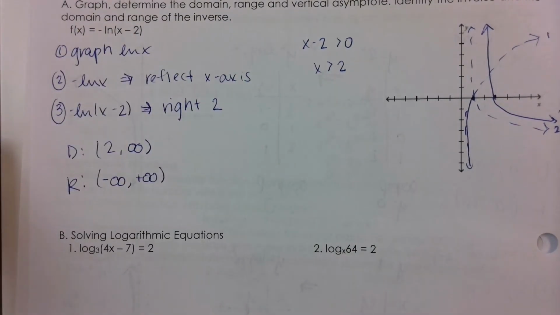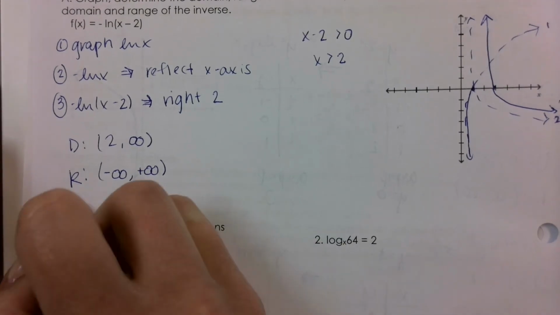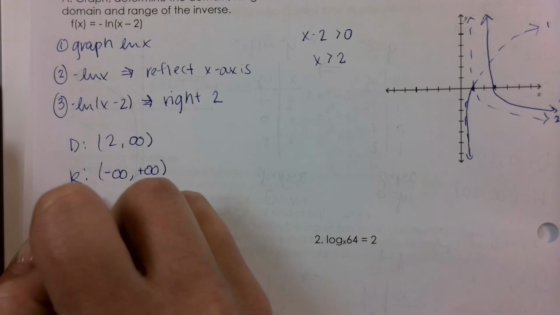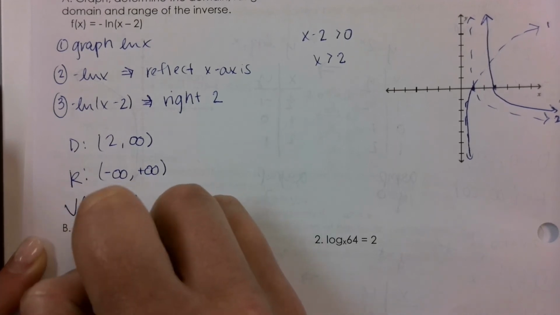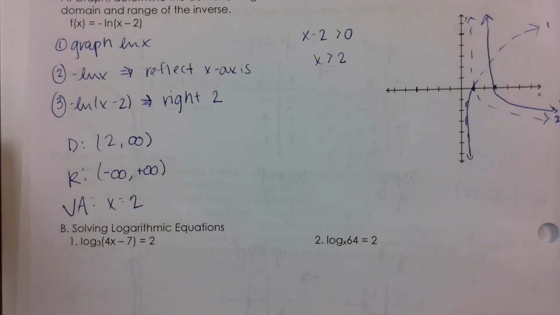I'm going to do it algebraically first. So we're going to say x minus 2 has got to be greater than 0. So x has got to be greater than 2. So your domain is going to be from 2 to infinity. What's your range going to be? All real, so negative infinity to positive infinity.